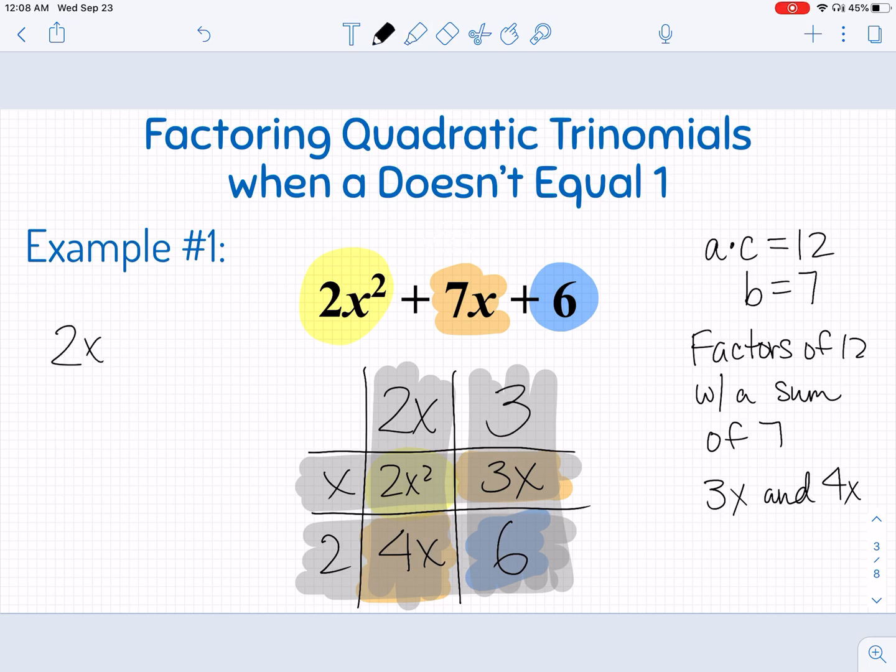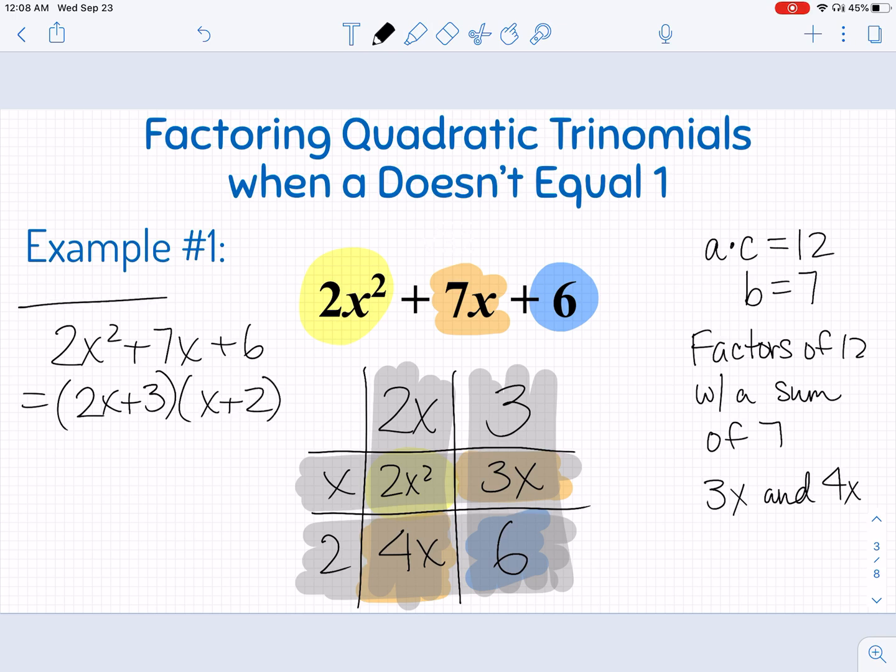So really what we're going to do is take this quadratic trinomial and say that it is equivalent to the two linear binomials, 2x plus 3 and x plus 2. So this is your solution. This box over here is just a strategy to get you to that solution.